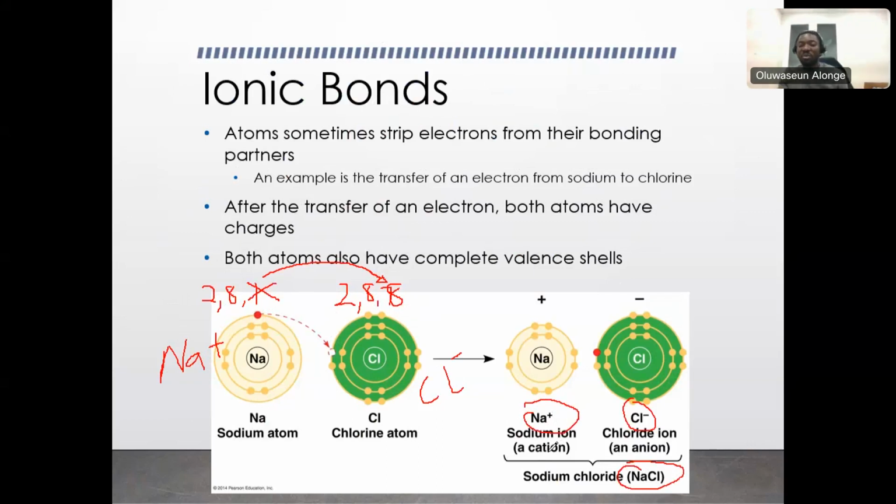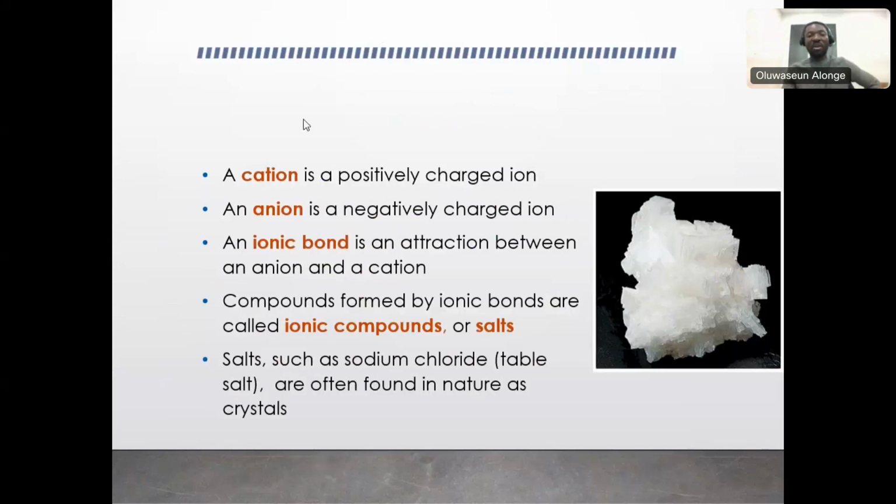When it is positive, we call it cation. If it is negative, we call it anion. But generally, those are called ions. Because the reaction is formed based on ions, we call it ionic bond. All right, so a cation is a positively charged ion. Anion is negatively charged. Ionic bond is a bond formed between a metal and a non-metal, which is an anion and a cation. Then the complete compound formed by ionic bond, we call it ionic compound or salt. And salt could be sodium chloride, it could be table salt, as the case may be.